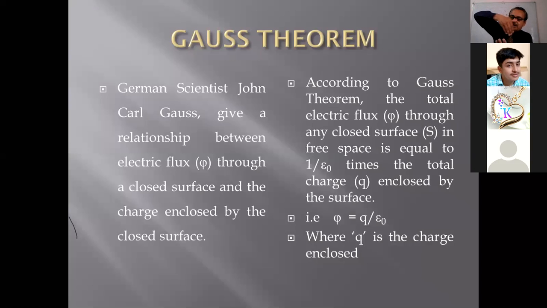And whatever charge is enclosed in that cylinder, that will be also Q. So again, according to Gauss theorem, total electric flux will be again 1 over epsilon naught times Q. So whatever is the shape of the surface, according to Gauss theorem, electric flux will be equal to 1 by epsilon naught times the charge which is enclosed by the surface.